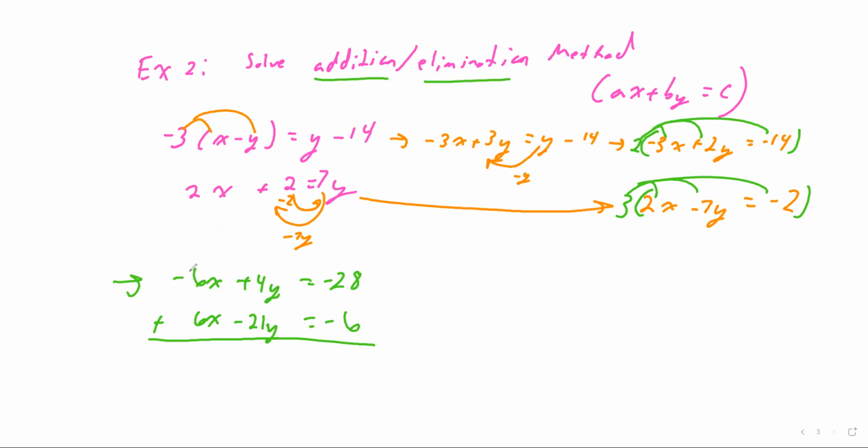So -6x plus 6x is 0x, so that gets eliminated. And then 4 plus -21 would be -17y. -28 minus 16 would be -34. And then we would divide by -17. So that means y equals +2.